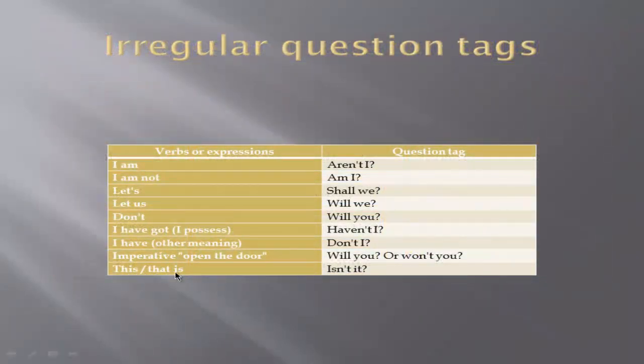We also have irregular question tags. If you have I am in the sentence, the question tag of I am is aren't I; I am not, am I. Let's, shall we. Let us, will we. Don't, will you. If you have I have got, haven't I. If you have I have alone, don't I. The imperative means you give an order like open the door, will you or won't you. This or that is, isn't it.